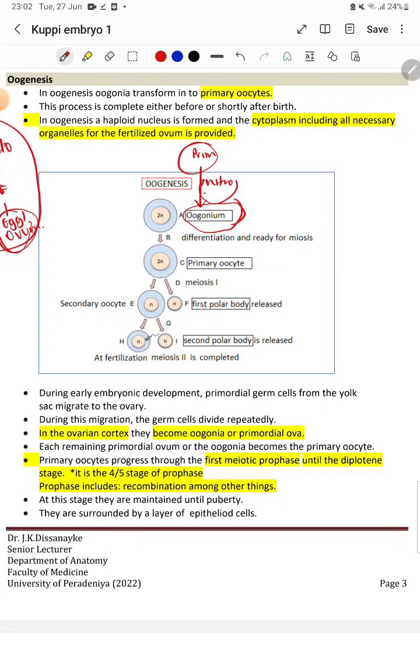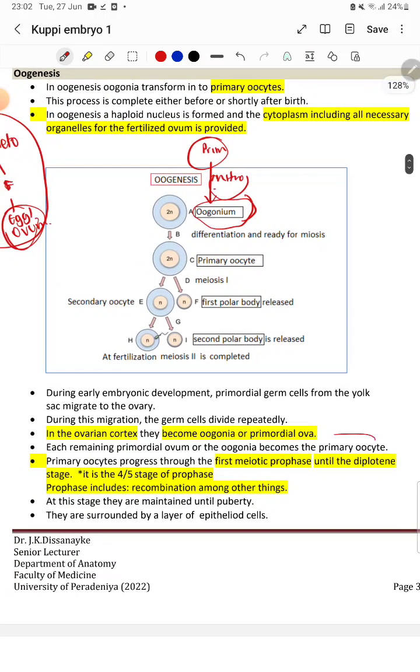And then each primordial ovum becomes a primary oocyte. This is also a differentiation, ready for meiosis, I think is what it means. It gives rise to the primary oocyte. And actually, the primary oocyte doesn't automatically go down to the secondary oocyte, unlike spermatogenesis. It's actually arrested, and specifically, it's arrested at the first meiotic prophase.